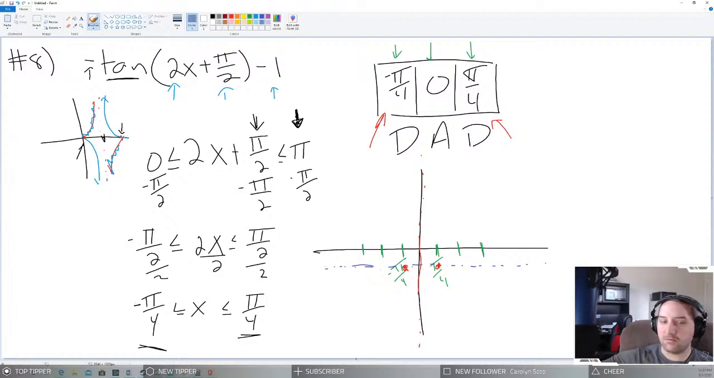Then for drawing in the graph, we look at the parent pattern that I created. So that's going to go down this way, and for that one, that's going to go up this way. And they're going to hug the asymptotes.